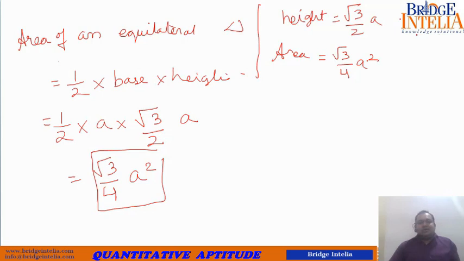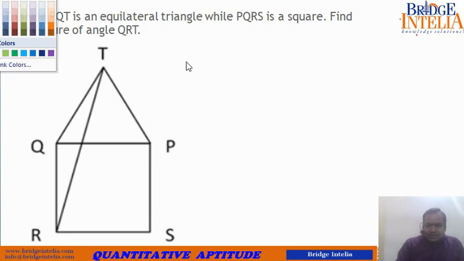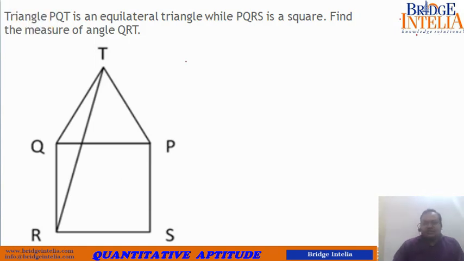Okay, so now let's see a few solved examples. So now let's have a look at this question. Triangle PQT is an equilateral triangle, while PQRS is a square. Find the measure of angle QRT. So which angle are we supposed to find? Angle QRT. That means this angle we are supposed to find.